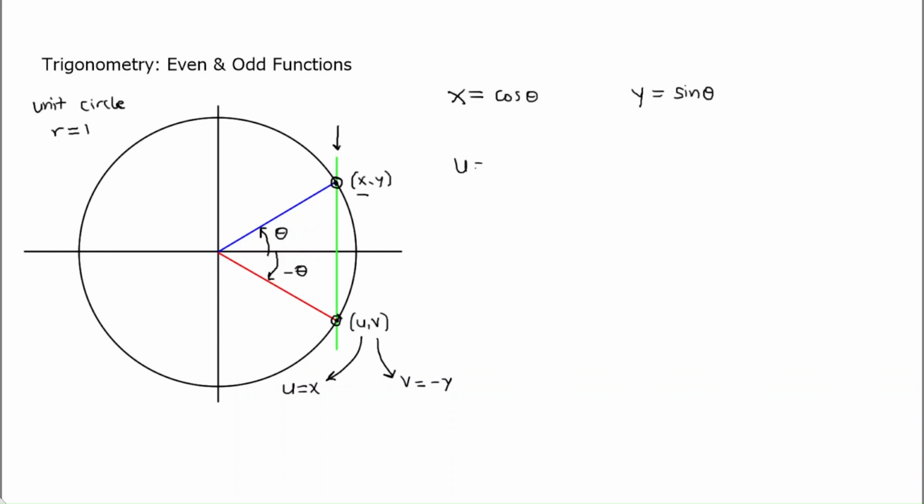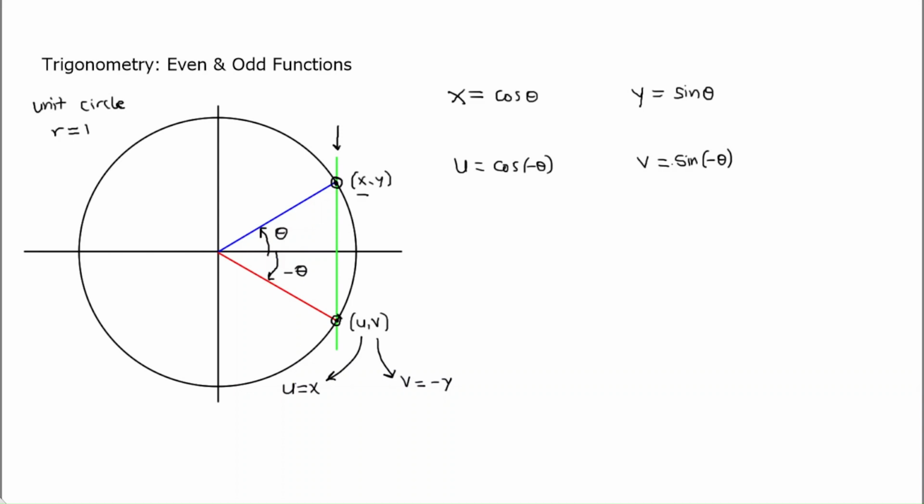Now, just as we can write down cosine and sine values for x and y, u is really an x-coordinate in the general sense, so that's going to be cosine of that standard angle, cosine of negative theta. v is a y-coordinate in that general sense, so it's going to correspond to the sine of negative theta.